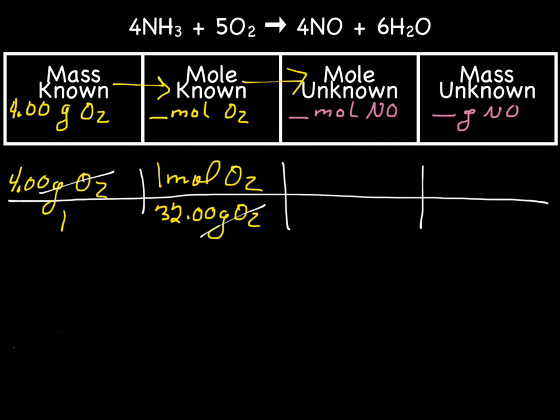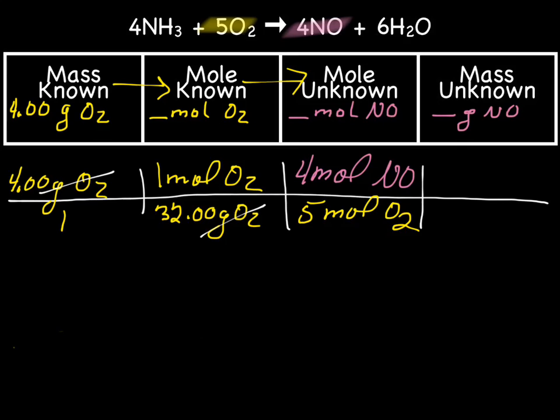We now need to go from mole known to mole unknown. And mole to mole is the mole-mole ratio from the balanced equation. And our known is O2, and our unknown is NO. So we'll put 5 mole O2 on the bottom and 4 mole NO on the top. Let's check that we set things up right. Mole O2 crosses out mole O2. We're now at mole NO, which is where we expect it to be.